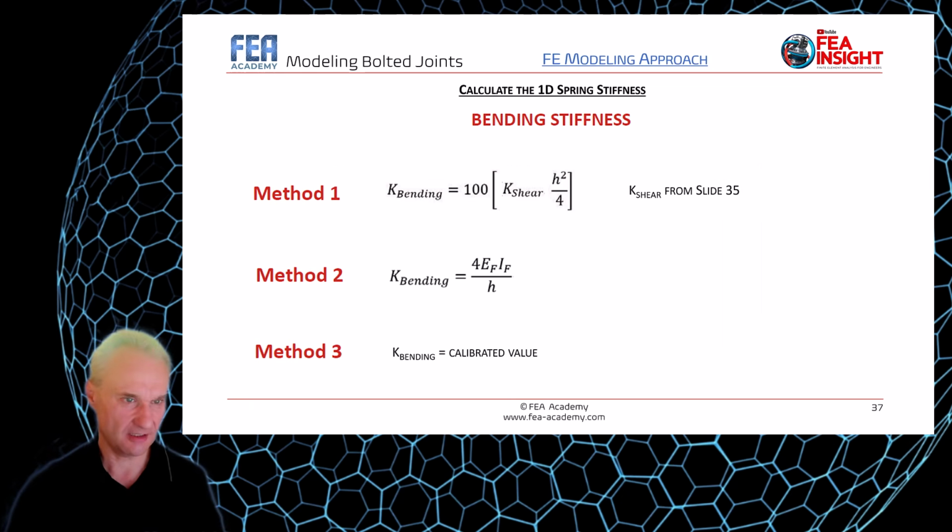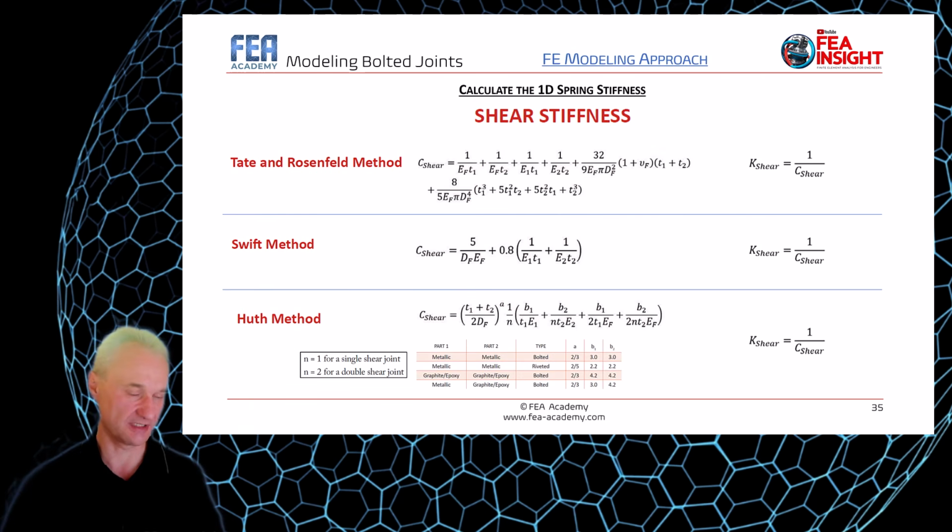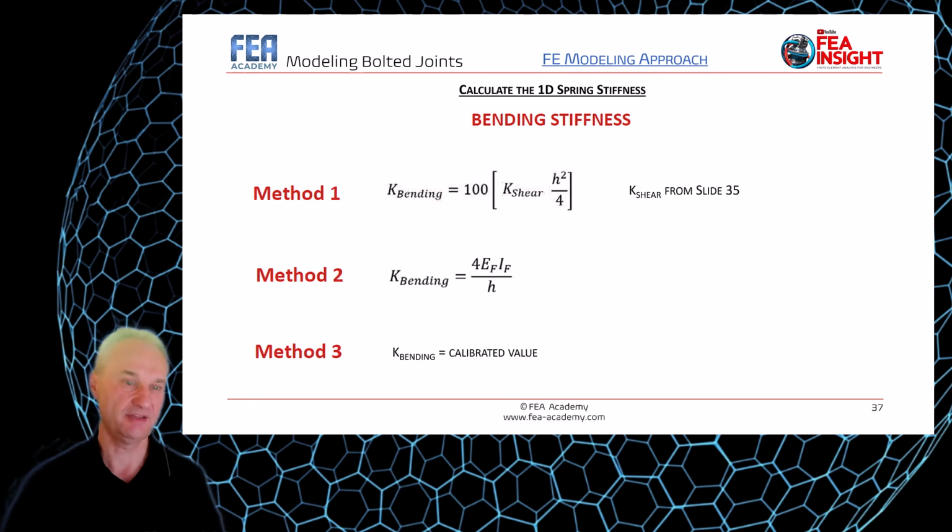Now for the bending, here are three methods. The first one is a calculation depending on the shear stiffness that you calculated before using one of those equations, and depending also on the distance between the plates. Here it is the basic stiffness of the bolt, but it can also be a calibrated value based on test. Of the three methods used in industry, the first two are the most common.